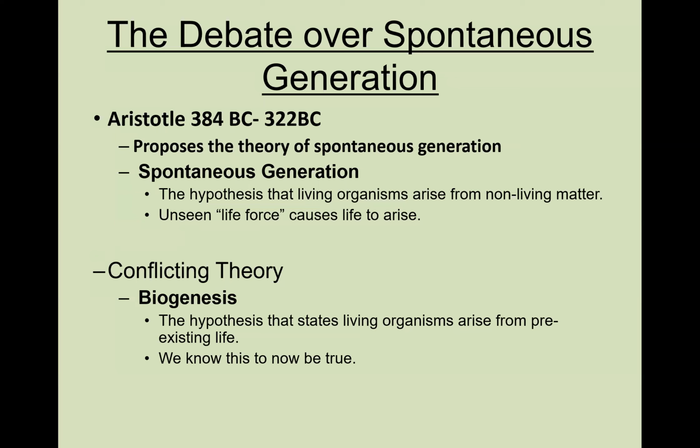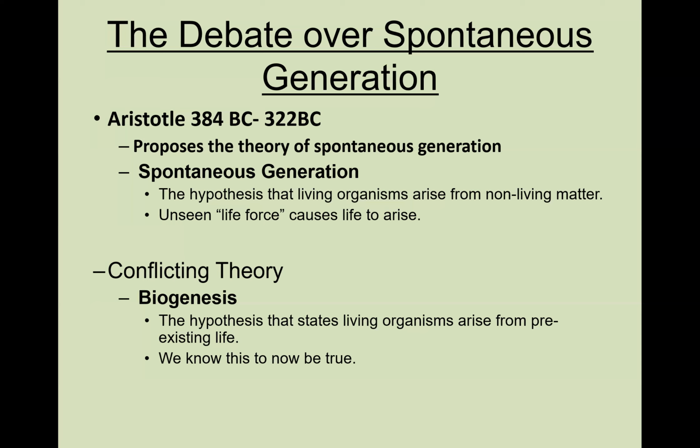If you had a piece of meat, arising from the dead were these maggots. If you had a dead person, arising from it could be bugs or something along those lines. And so it was the idea that non-living could arise living. And the conflicting theory to that was biogenesis.